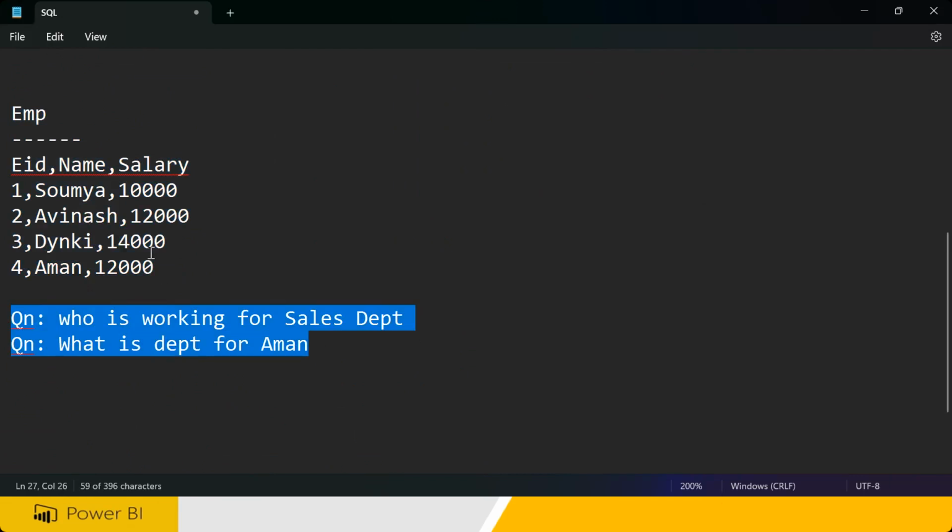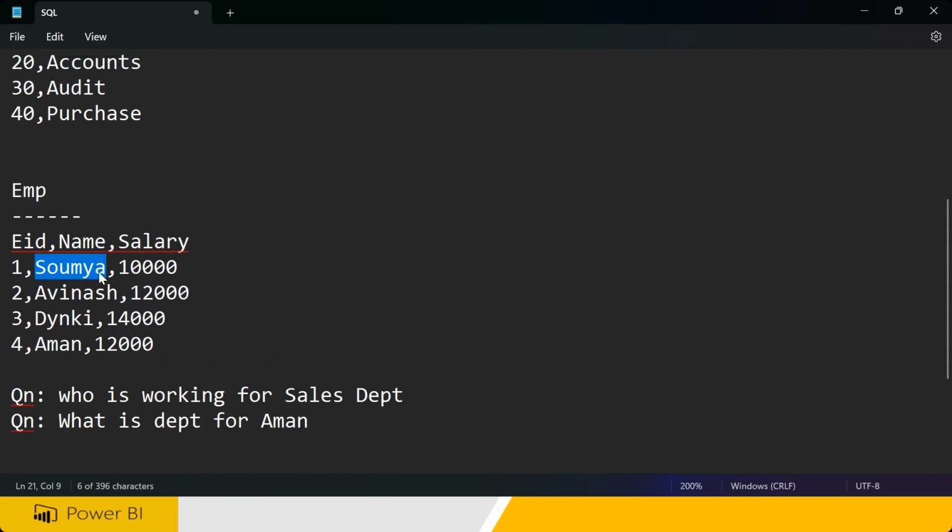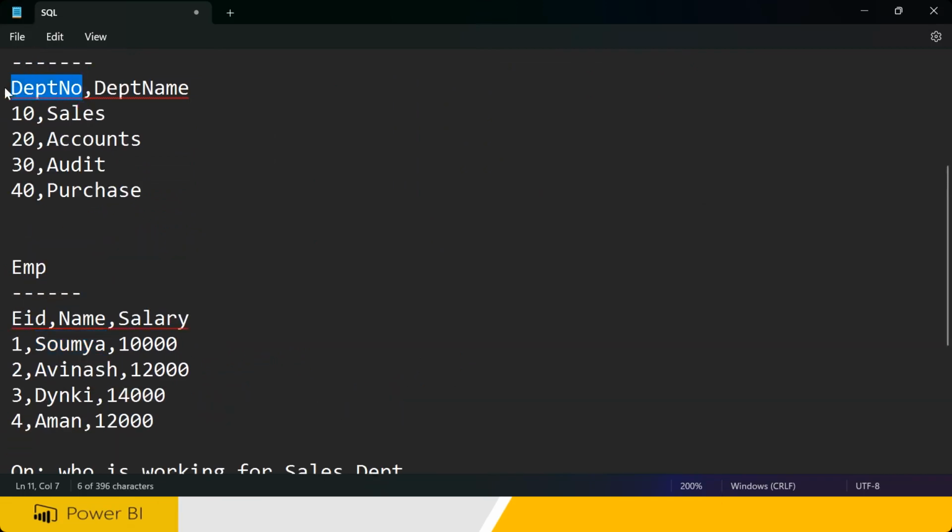Common column is missing. We do not have where this employee is working. That kind of information is missing here. So for that, I'm going to be taking some information, department number, and I'm going to be keeping it here. So this is what is called a common column. Soumya is working for the department number 40. Whenever you recruit, your HR has to fill the data. So which department you recruited for? Avinash is working for department number 20, right? And Dinky is working for department number, let us say 20, and this is a 30.